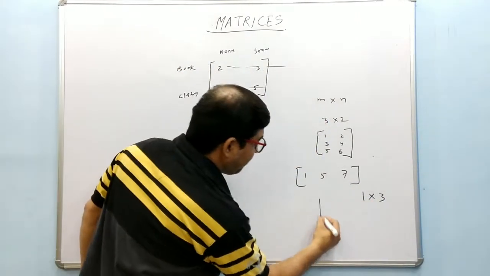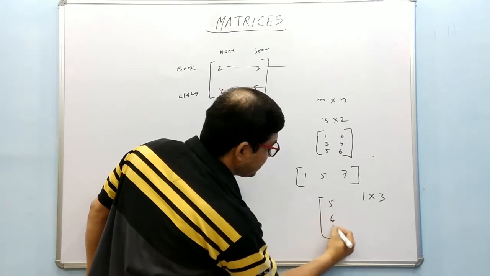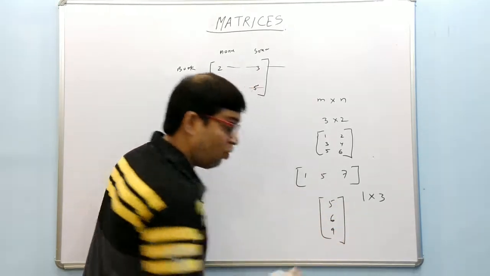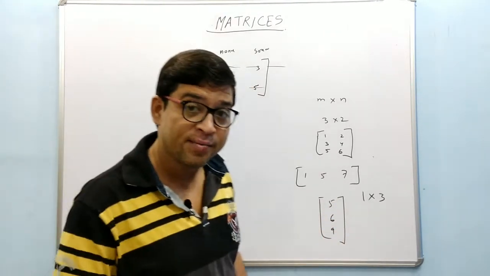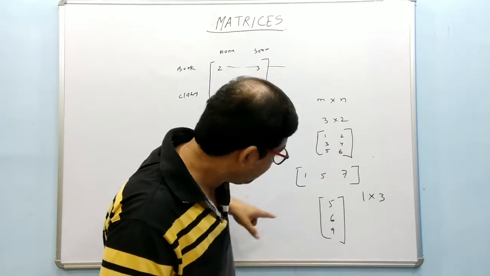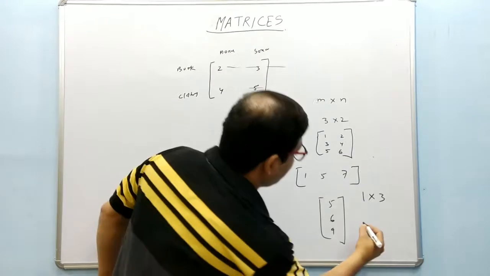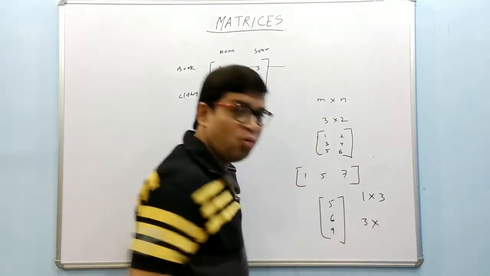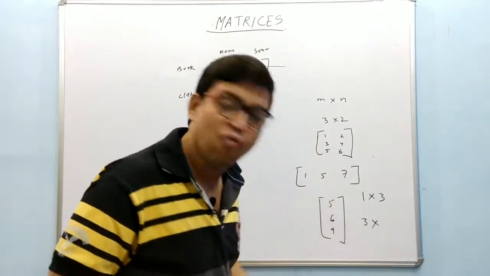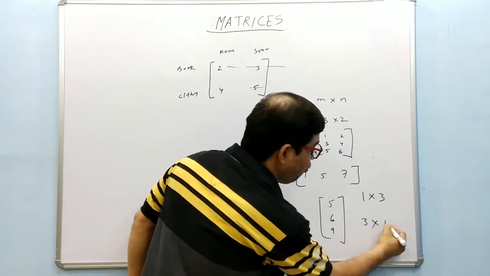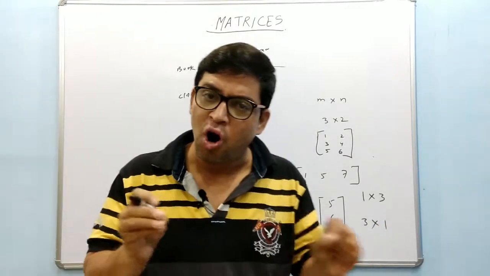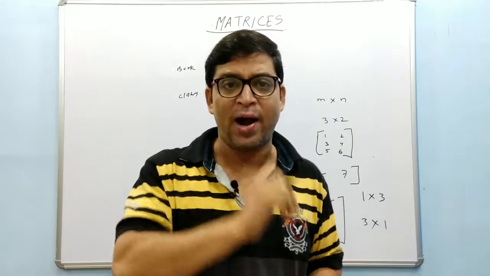Another one I'm writing: 5, 6, 9. Now tell me the order of that matrix. Rows: 1, 2, 3. Firstly go for rows. So 3 rows into, and the columns? Just 1 column. So the order is 3 into 1. So the order of a matrix is very easy to find.